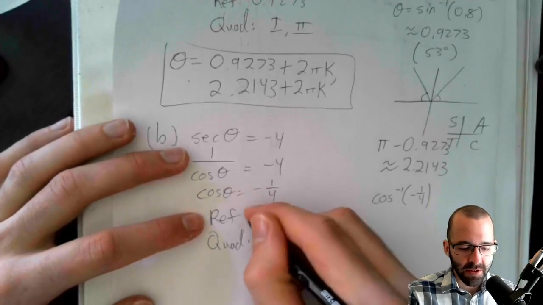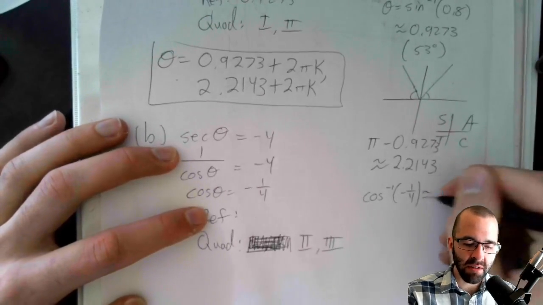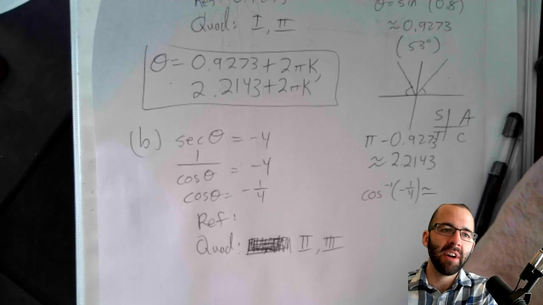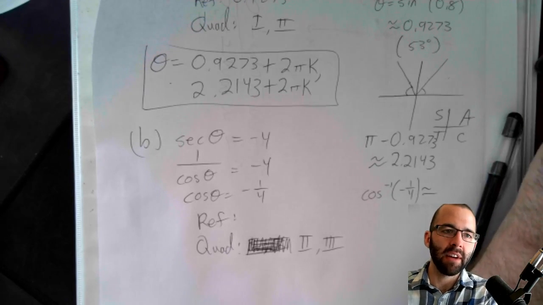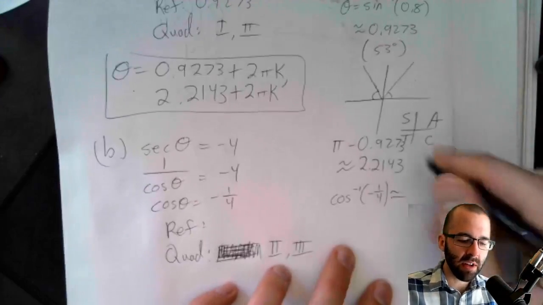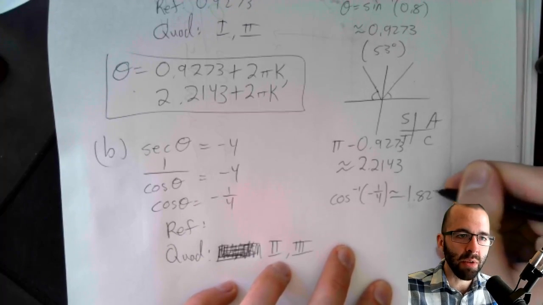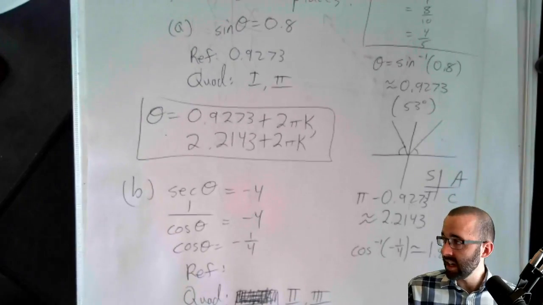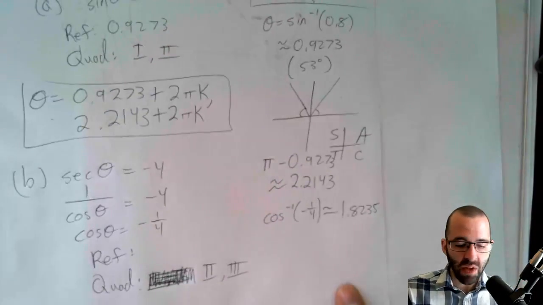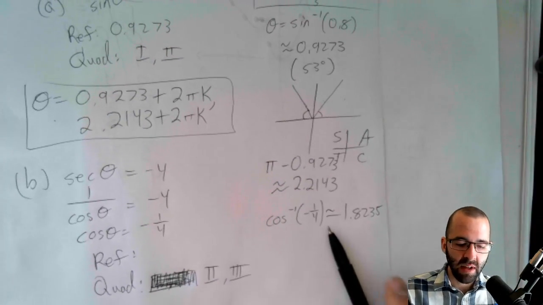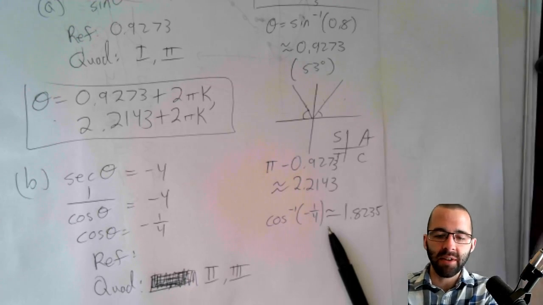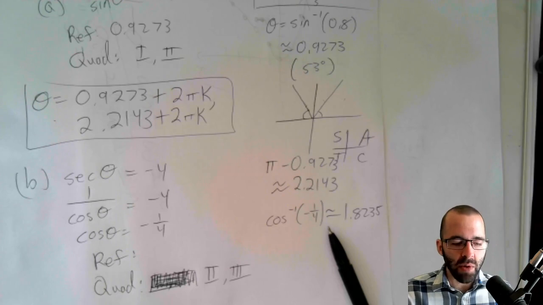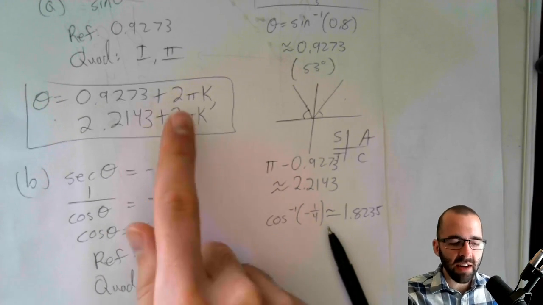Okay, so what is the inverse cosine of negative 1/4? So you find arc cosine of negative a quarter. You're going to get that it's about 1.8235 radians. And again, it's a very good idea when you're doing these problems to get an idea of what this looks like in degrees. And if you just want to work the whole thing in degrees, go for it. But remember, if you do the whole thing in degrees, you're not adding 2 pi k.